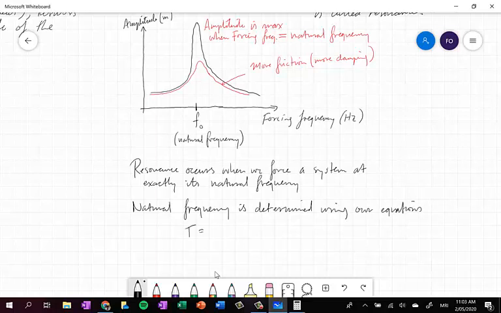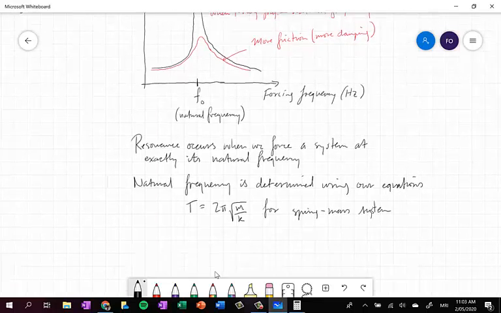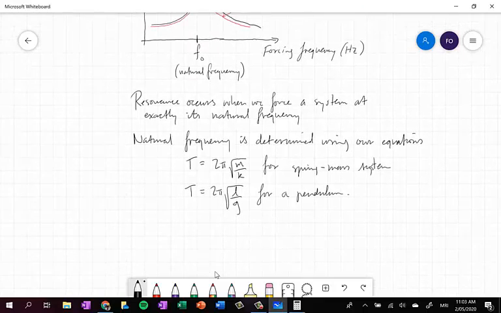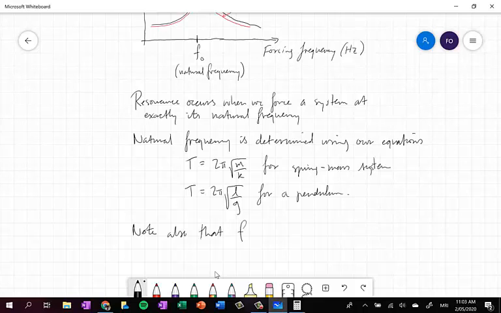T is equal to 2 pi square root m over k for a spring system, and T is equal to 2 pi square root L over g for a pendulum. So the kid on a swing, for example, we would work out their natural frequency based on the length of the swing, and then if we force it with the same period, then we will achieve resonance. So note also that f is equal to 1 over T.